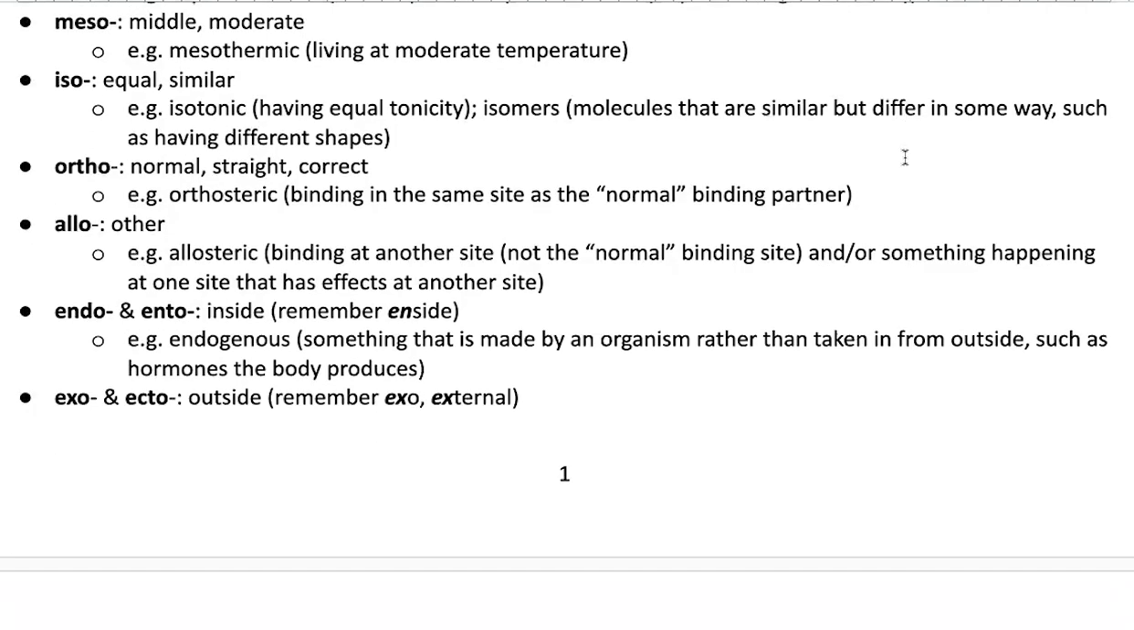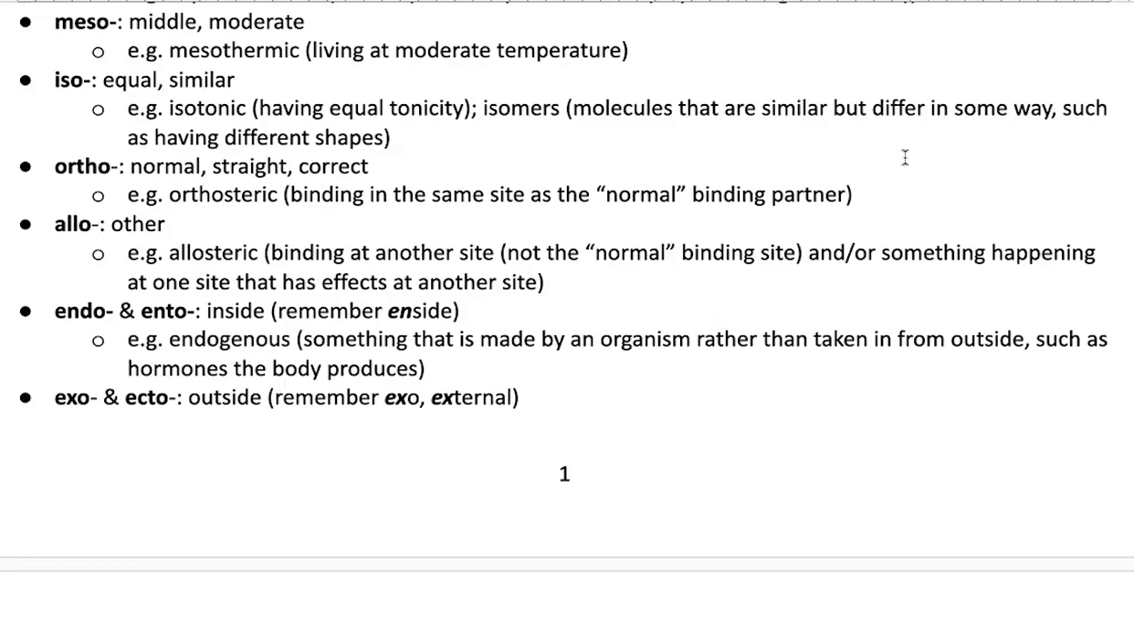So going back to tonicity, we will see the word isotonic. If something is isotonic, water is not going to flow in or out of it because it's equal tonicity to its surroundings. Isomers, these are molecules that are similar, but they differ in some way, so they maybe have different shapes. Those would be isomers.